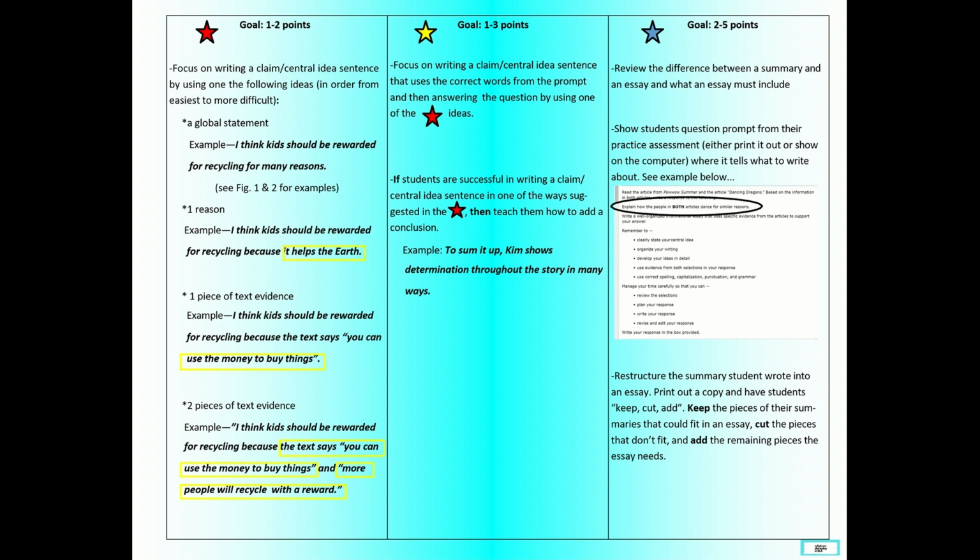Right? So I'm going to let you decide, but you might spend up until STAAR just working on that one claim or central idea sentence, and that's okay. Now, for those that the sentence writing becomes easier for, then you're going to look at the next column, and I'll talk about that in a second.